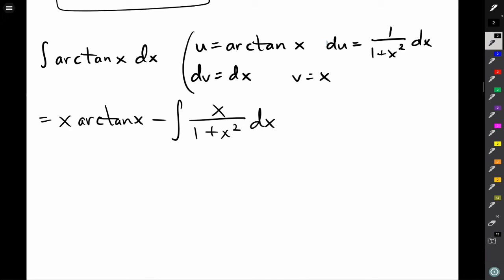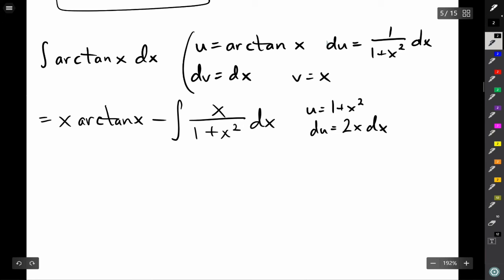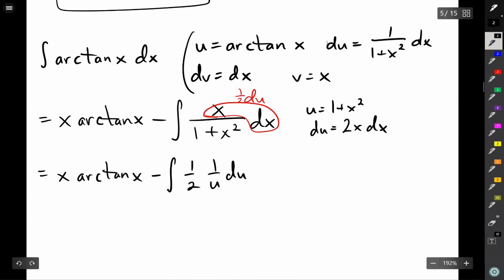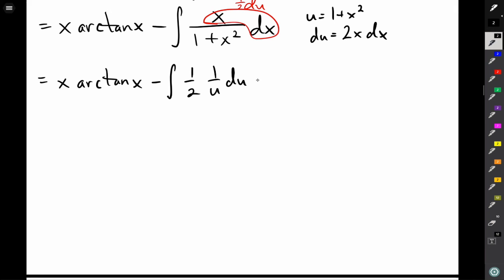Turns out we can. This one's actually just a u substitution. So if we do something like u is 1 plus x squared, then du is going to be 2x dx. And think back to our u substitution. This stuff right here is du, well, 1/2 du. So we get x arctangent of x minus, we're going to get 1/2 times 1 over u du. Let's go ahead and compute that.